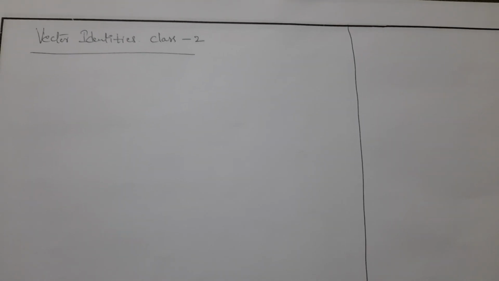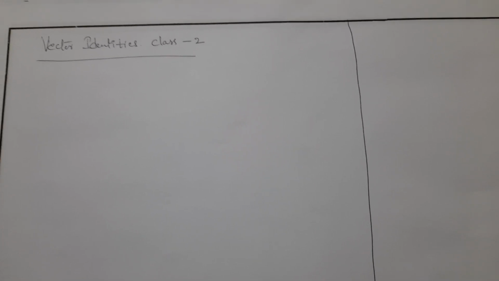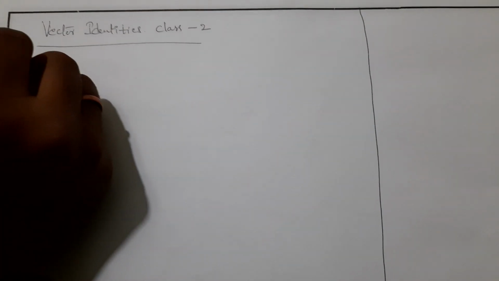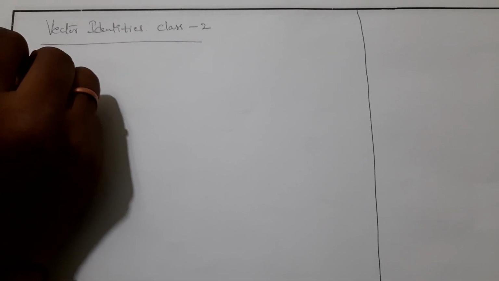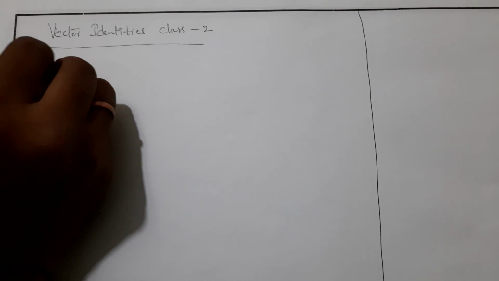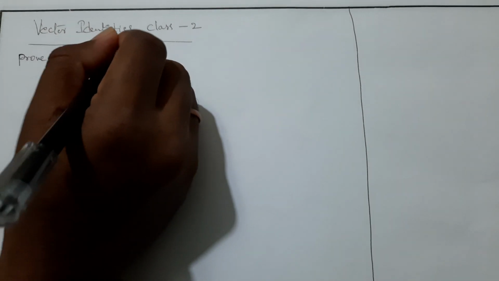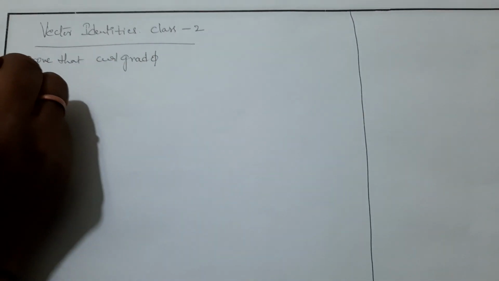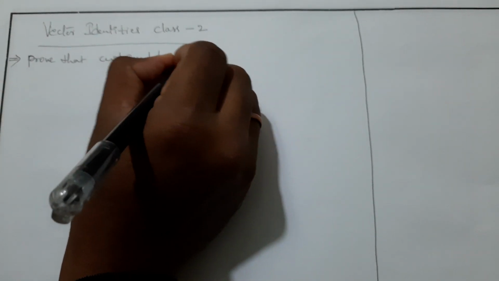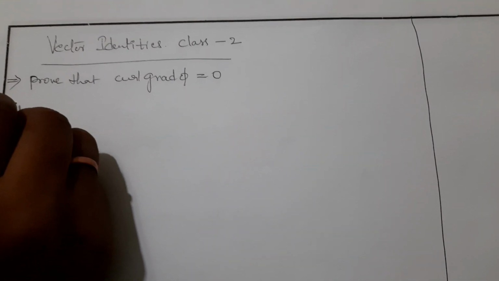This is about the vector identities class 2. In the previous vector identities class, we completed 3 theorems. Next, the fourth one: prove that curl grad pi is equal to 0.